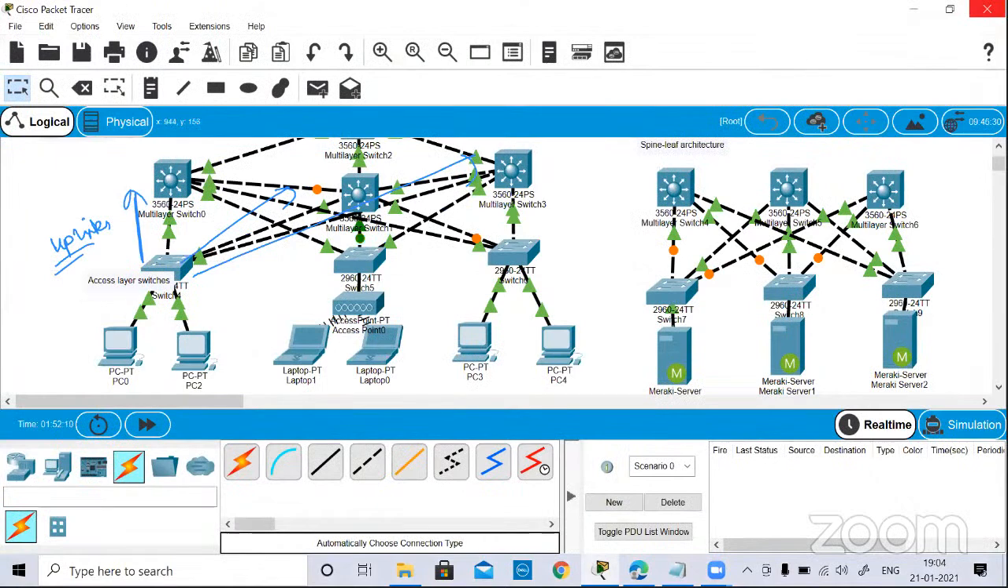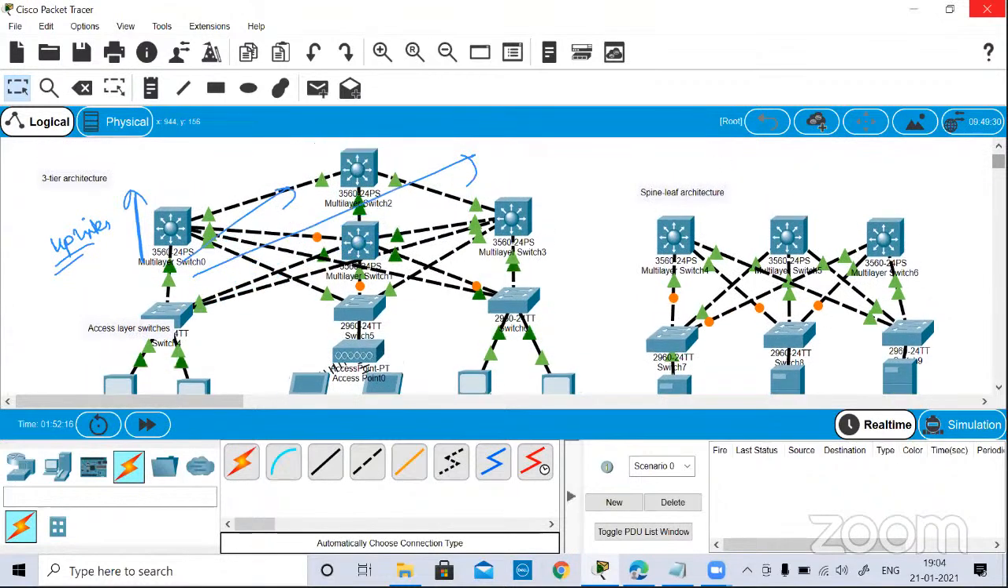Okay, so now you can see that I have 3 distribution switches. 1 and 2 are also interconnected, 2 and 3 are also interconnected. Now why do you need so many distribution switches? You will have to think. There is a sort of redundancy which we have kept.